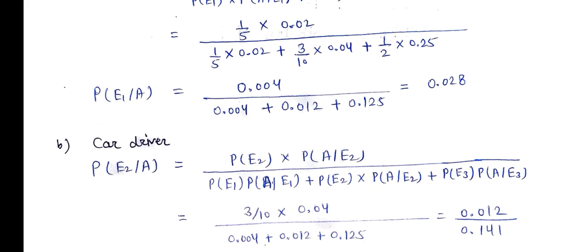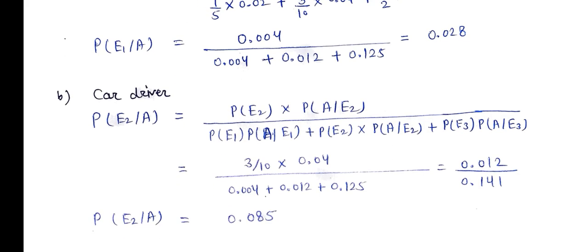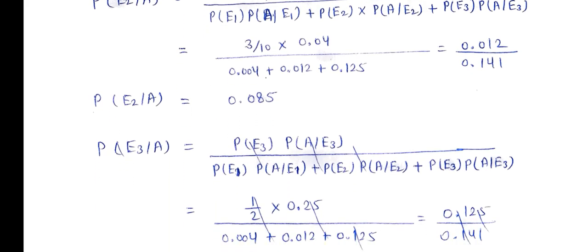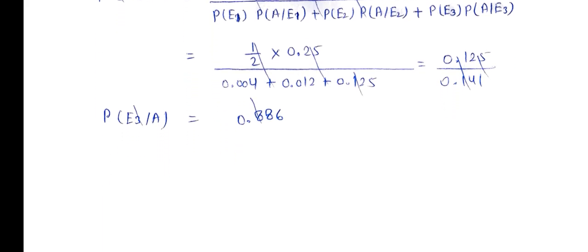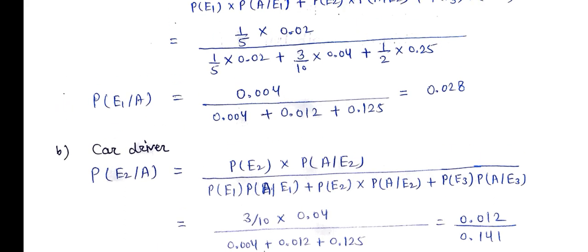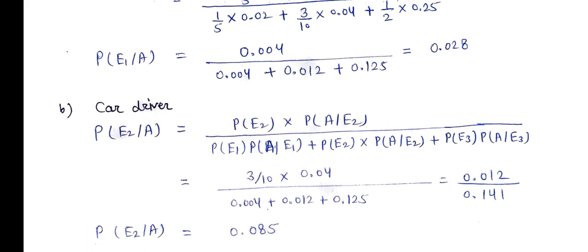0.028. Again, for the car driver, we find P(E2|A), and after finding the value, 0.085 is the value for the car driver. Now, because we have not found the truck value, these are the two probabilities of a scooter driver and the car driver.